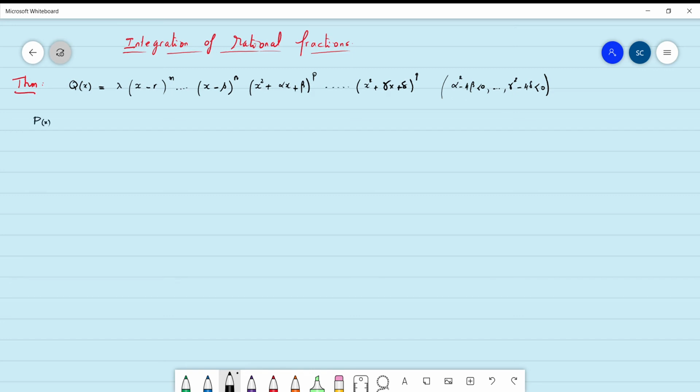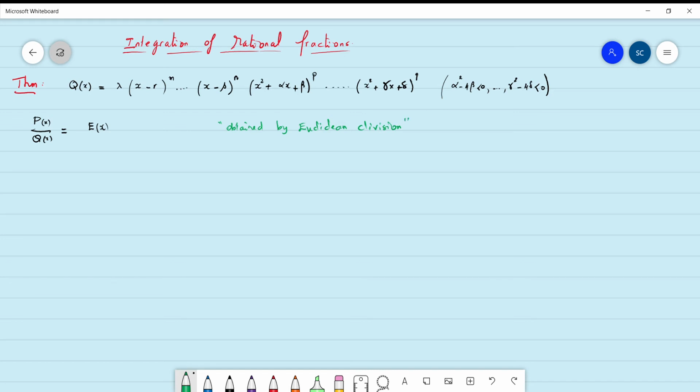Now any fraction in the form p of x over q of x, so you have polynomial over polynomial, we can write as follows. We make a Euclidean division to get a polynomial. So this part is obtained by Euclidean division. We will see an example later.